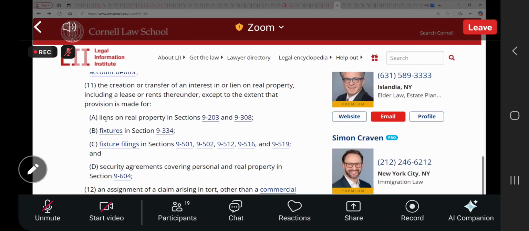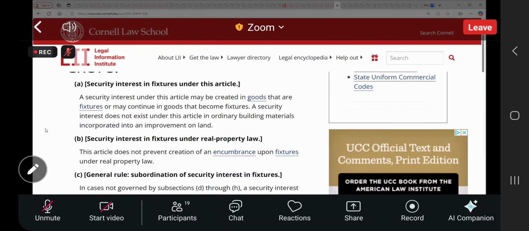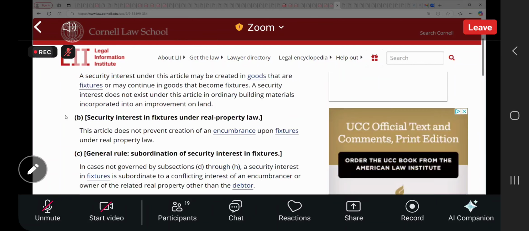This would come to rents, leases, and real property. Except. So it's giving you A, B, and C. You have to look up these things, these codes. If you have rents, and okay, for example, let's look at the fixtures. Let's see what fixtures say. Because we check fixtures or fixture filings on our UCC. The priority of a security interest in fixtures and crops. That's why it's not fixtures, it's fixture filings.